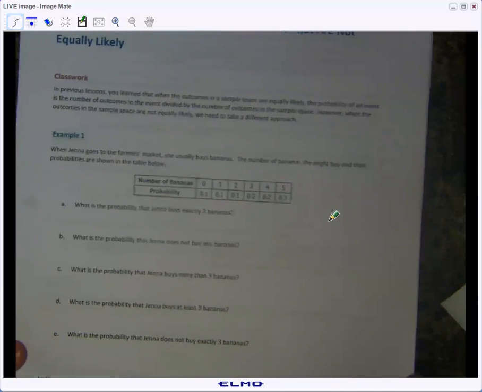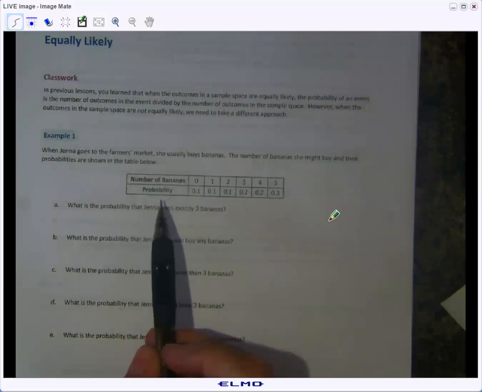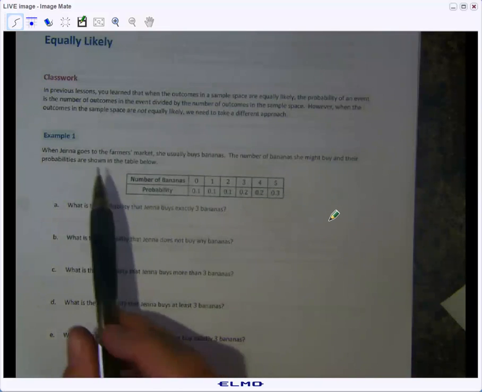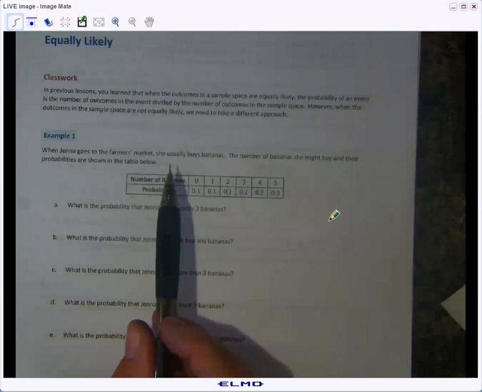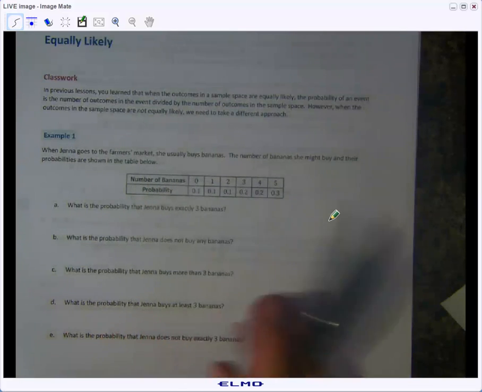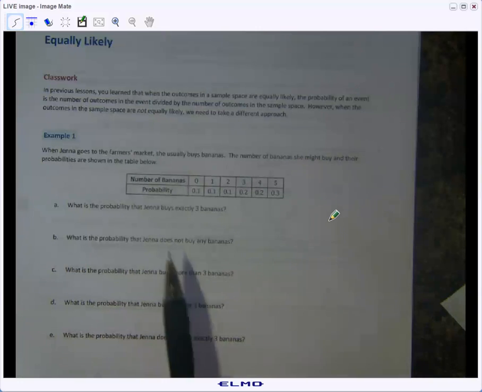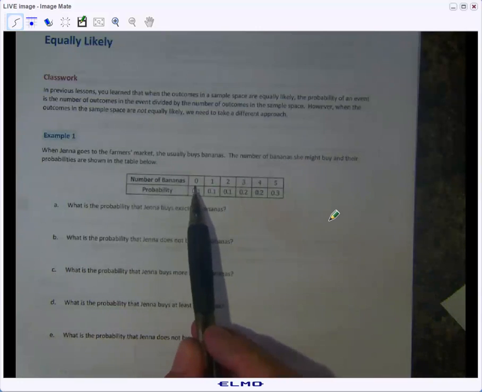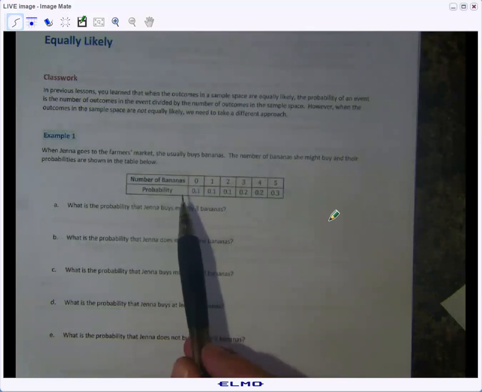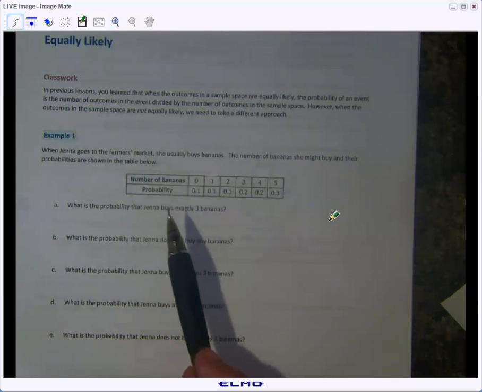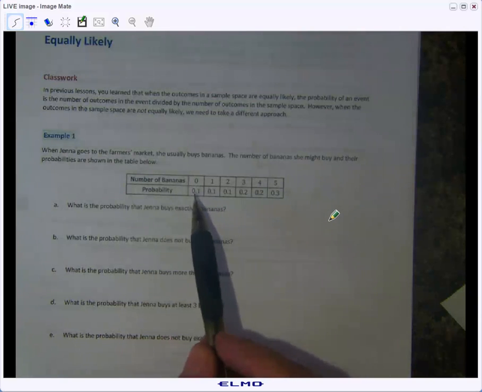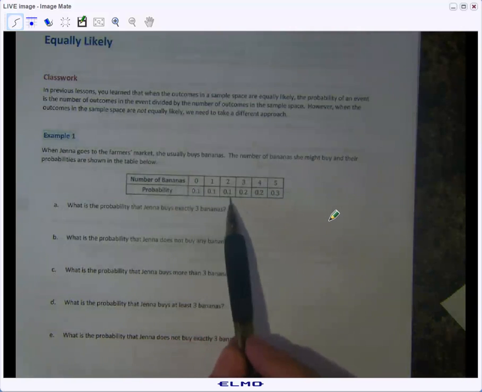So in example 1, somebody has studied very carefully Jenna when she goes to the farmer's market, and she usually buys bananas. The number of bananas she might buy and their probabilities are shown in the table below. Somebody studied this over time, gathered a lot of information on Jenna going to the farmer's market and how many bananas she bought, and they've determined that the number of bananas she buys has this amount of probability.